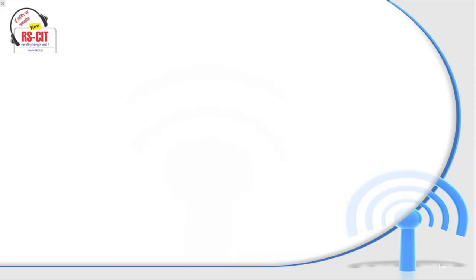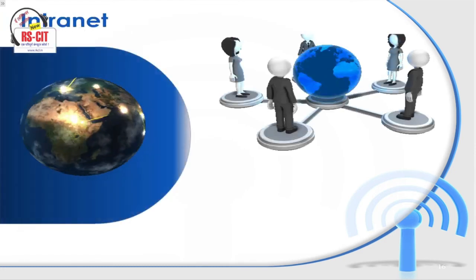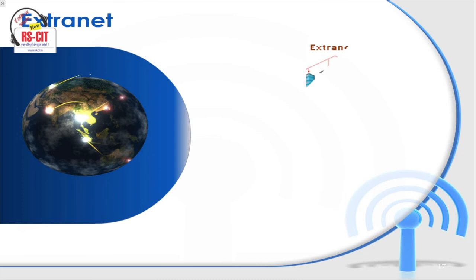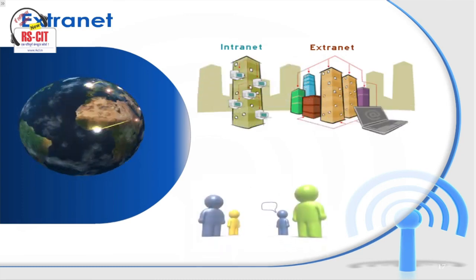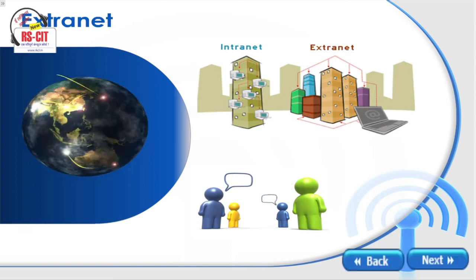Intranet. It is simply the organization's own private internet version. Extranet. It is a private network that connects more than one organization. It functionally provides outside access to an organizational intranet.